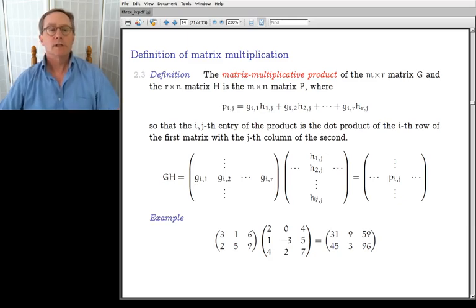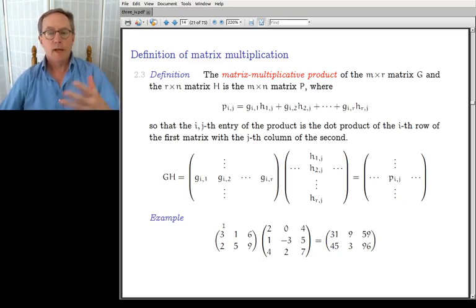So just as an example, I just made up some numbers entirely divorced from any consideration of functions. So 3 1 6 and 2 5 9 by 2 0 4, 1 minus 3 5 4 2 7. A person notices that these are 3 wide and these are 3 tall. That's necessary. You've got to have R be the same as R.